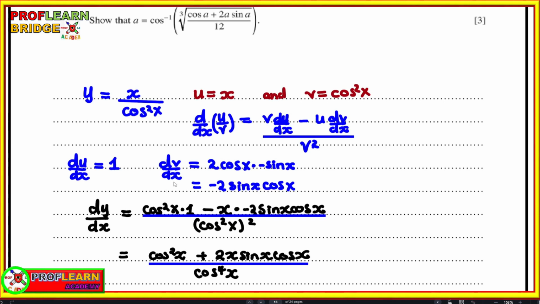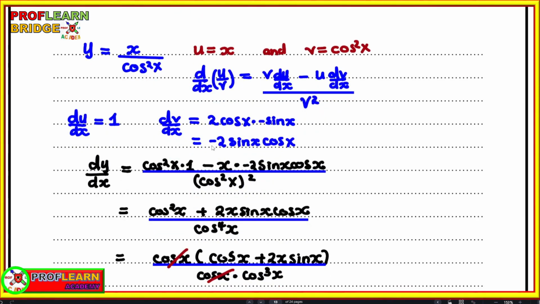So for dv/dx, in order to differentiate this trigonometric function, we take the 2 down so that we decrease the power by 1. So it's going to be 2 cos to the power 1 of x. Then again, we differentiate the cos x without looking at the power. This is going to be negative sine x. So we end up having negative 2 sine x cos x as dv/dx.